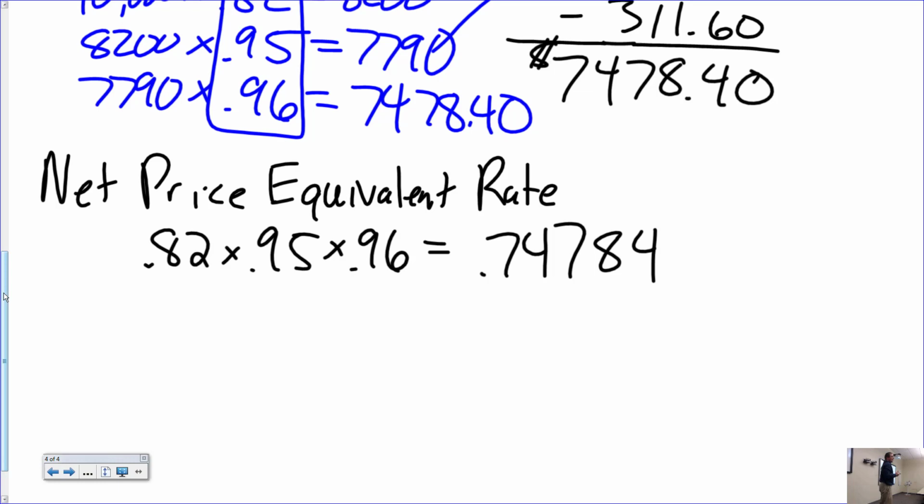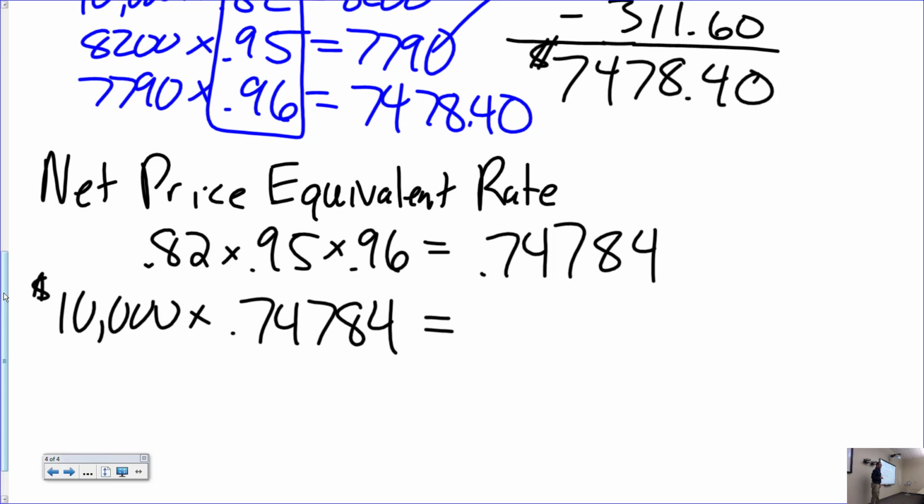And the key to this, folks, is note: what is $10,000 times 0.74784? What's the net price? $7,478.40. This is how you should be finding the net price, folks: calculating the net price equivalent rate, and then just multiplying that number by your list price or your starting price. Okay? That's how you get to the net price quickly.